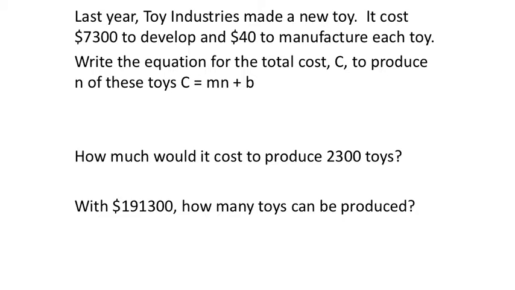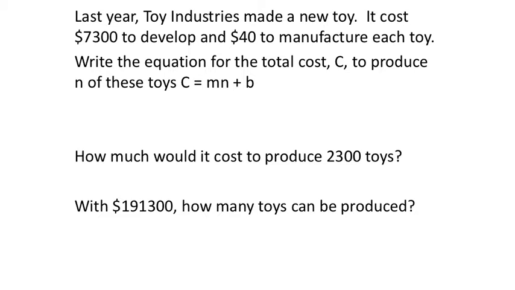So it is slope-intercept form, but again, instead of Y, they're using C. Instead of X, they're using N. So N is the number of toys, and C is the cost, which we would expect because the total cost of producing these will depend on however many toys they produce. The good news here is that they have actually already given us all the information we need for this equation.